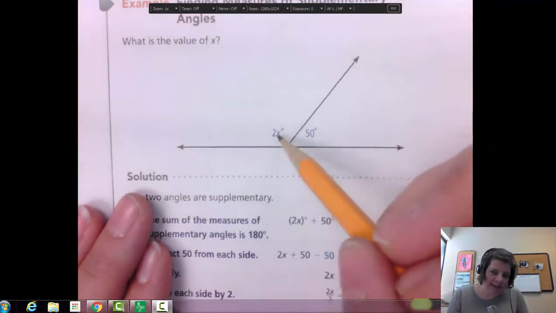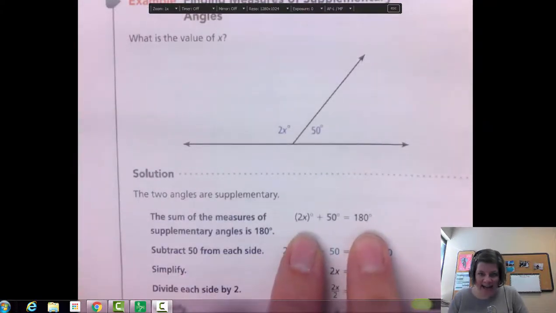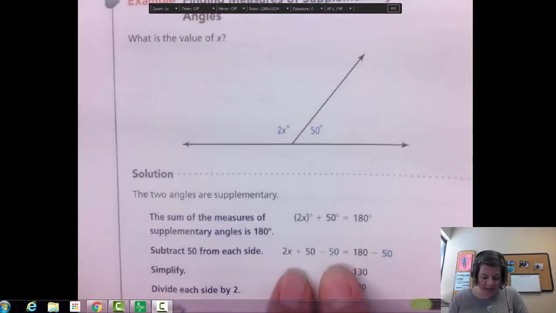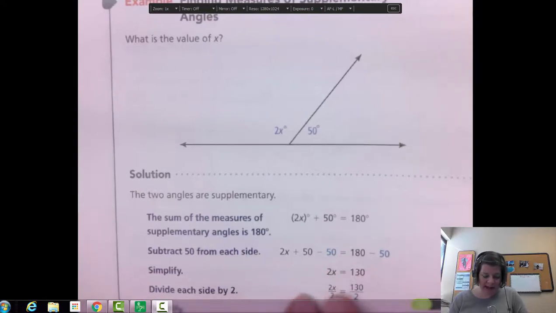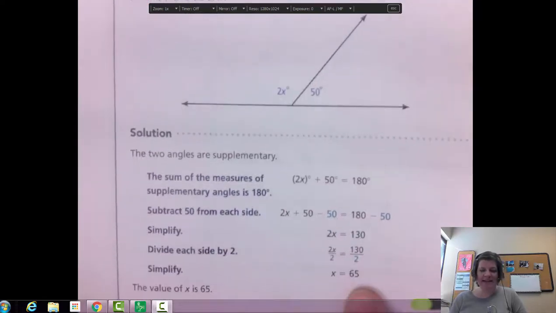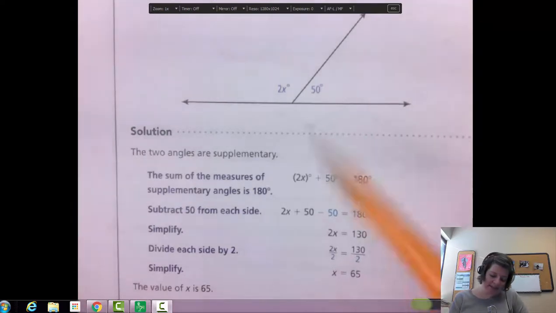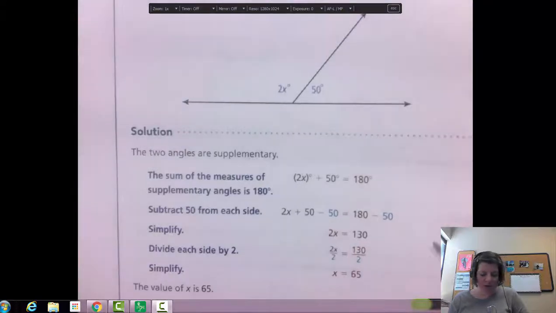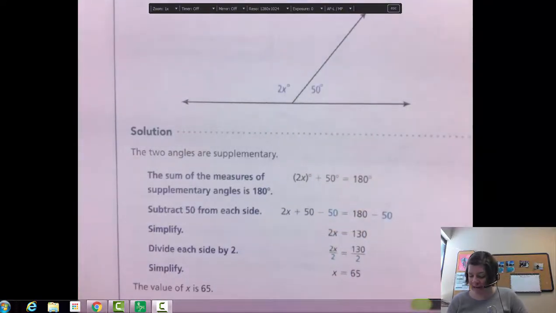So 2x plus 50 has to equal 180. And then we can solve that. So we minus the 50 over, divide by 2 to get the x value of 65. And it makes sense because 65 times 2 would be 130, and 130 and 50 add to 180.